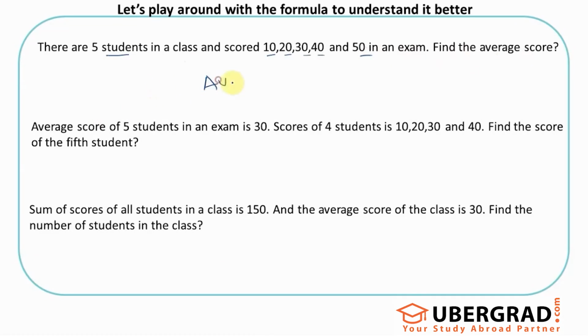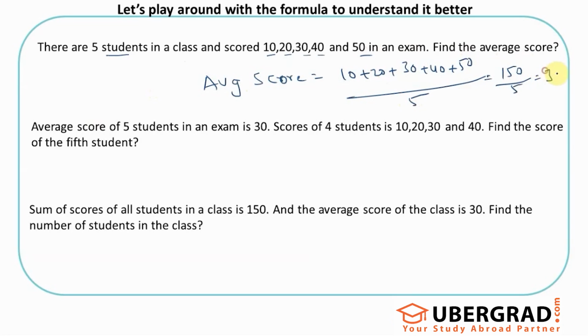The average score of the class is, I just need to sum up all the scores, 10 plus 20 plus 30 plus 40 plus 50, and there are 5 students in the class. That will be 150 by 5, that's 30. So they have given us individual values so that I can calculate the sum of all values. I also know the number of students in the class, which helps me find the average score.